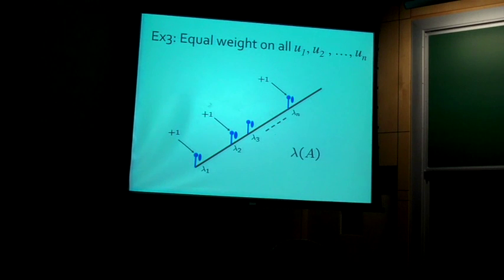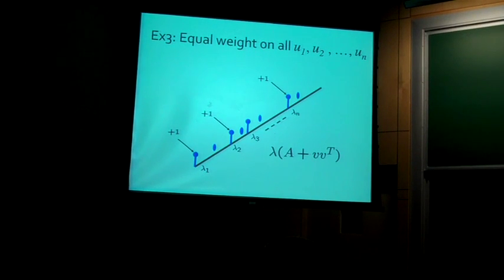Now, the most important example for us is what happens when I put equal weight on all of the eigenvalues. If I put equal weight in the direction of all of the eigenvectors, all the eigenvalues march up just a little bit, and in an amount we can understand.